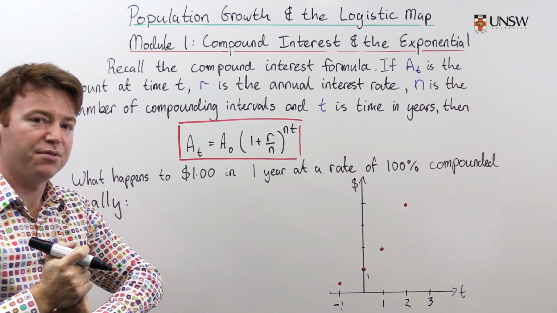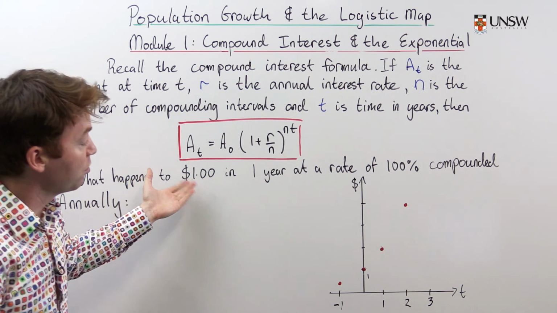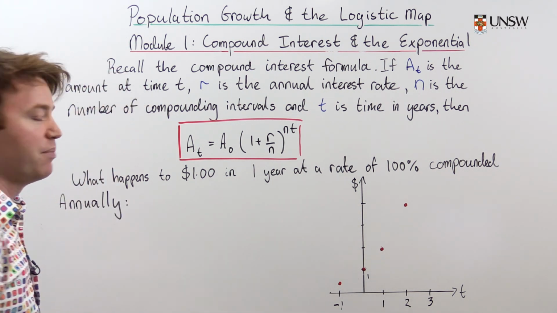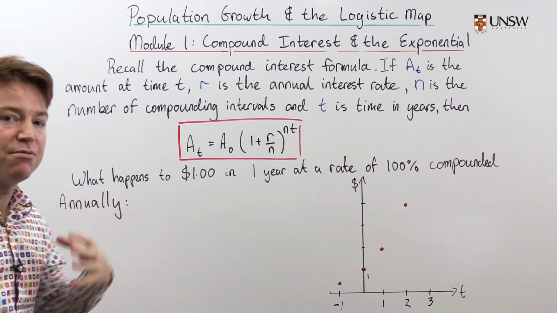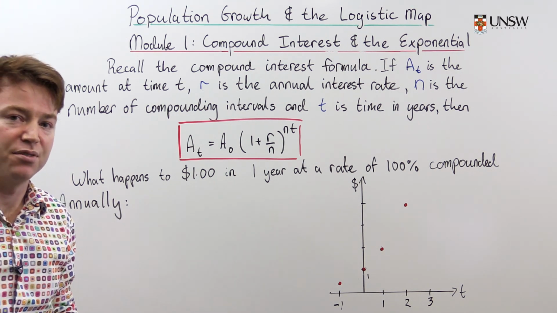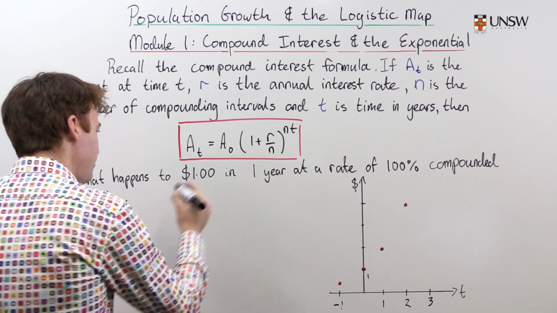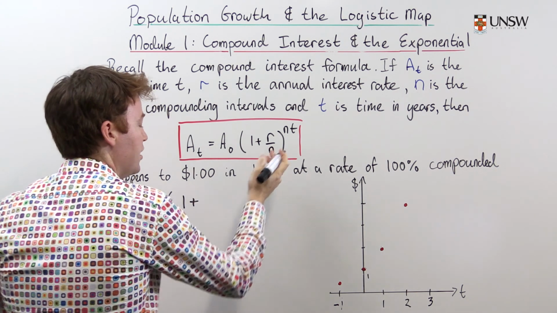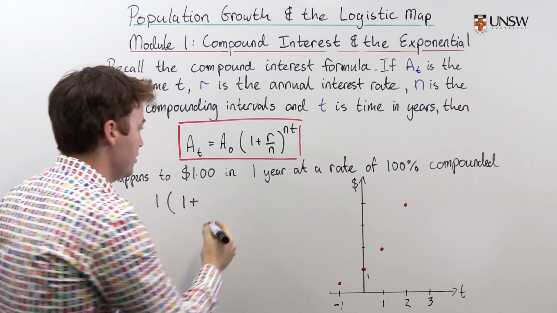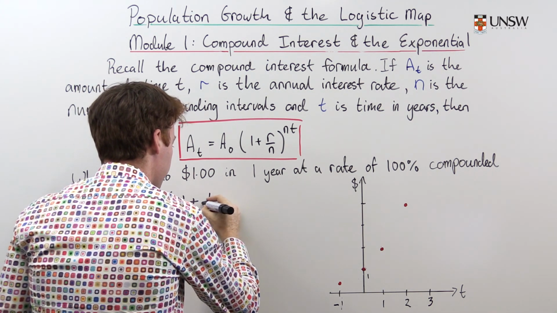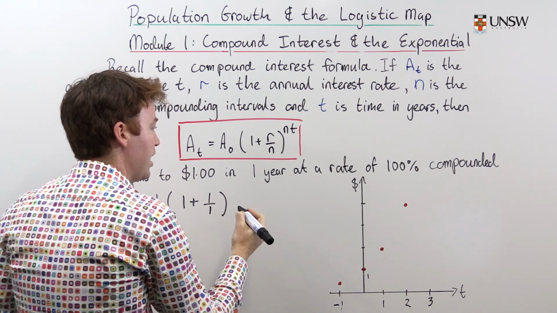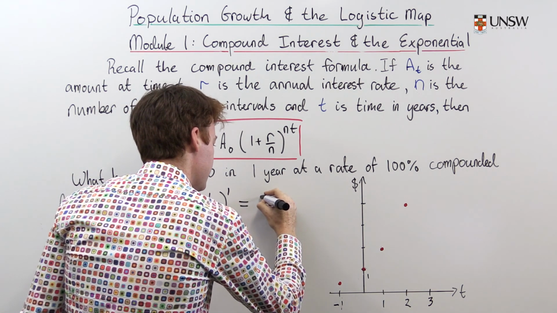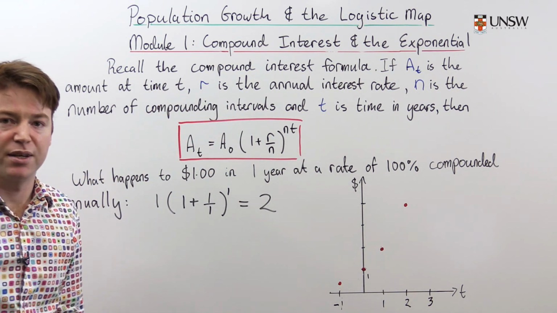Let's put this compound interest formula to work. What happens to, say, $1 in 1 year compounded at a rate of 100%, and our compound interval is annually. So every year you get 100% of what was initially put in. So A0 is 1. We times this by 1 plus the rate, which is 100%, divided by the number of compounding intervals, so that's 1 divided by 1, to the power of 1. And, unsurprisingly, this is 2, which is what you might expect.